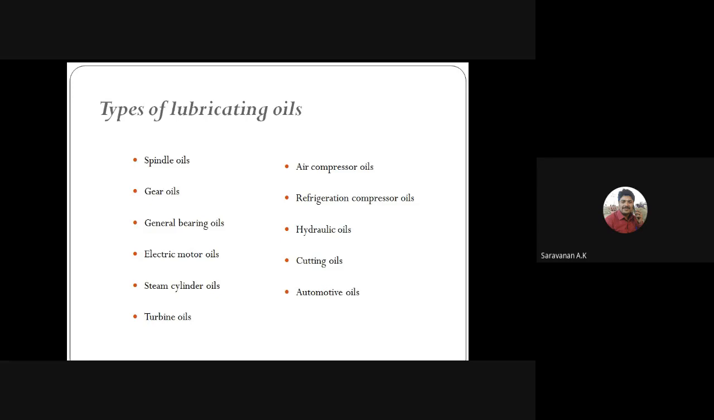So what is the spindle? It's a small rotating shaft on the upright drills, which may have some high speed or low speed. So various speeds and various load conditions are there. The viscosity is the most important factor here. The temperatures should be high enough to make the flash point critical, and low enough to make the pour point important for these spindle oils, right?